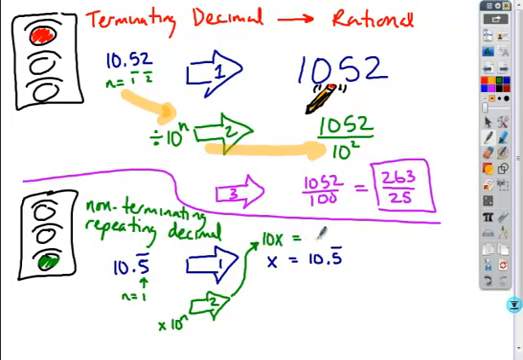10 times x is 10x. 10 times 10.5 repeating moves the decimal one place to the right, so you get 105.5 repeating. Okay, so the repeating digits will always be the same. That then takes you to the third step.